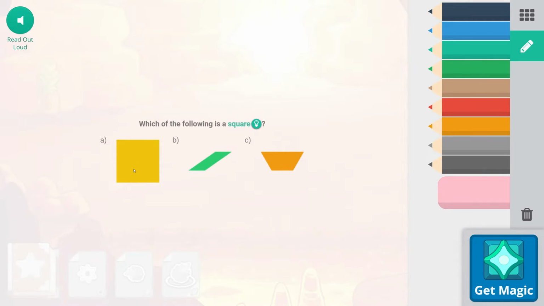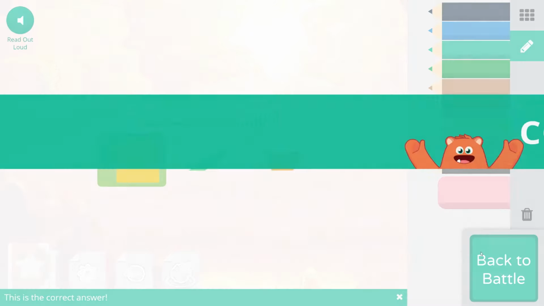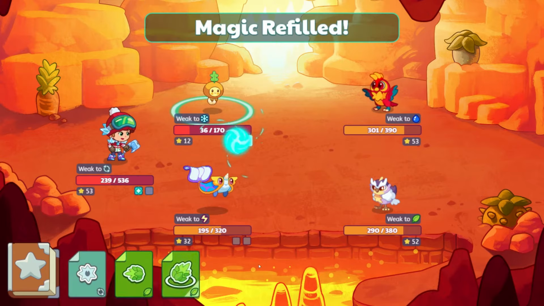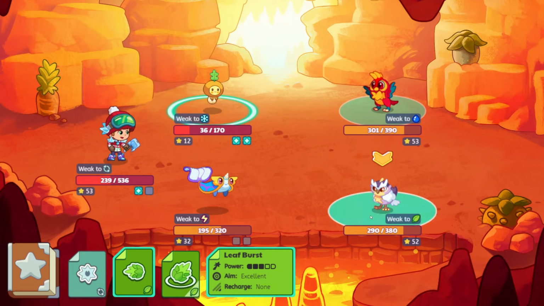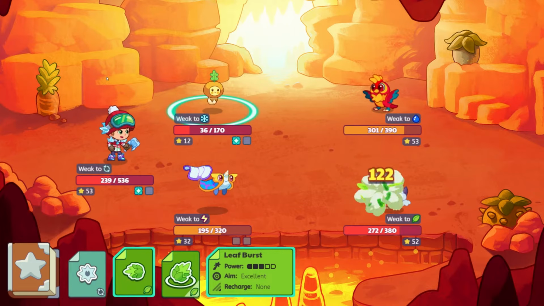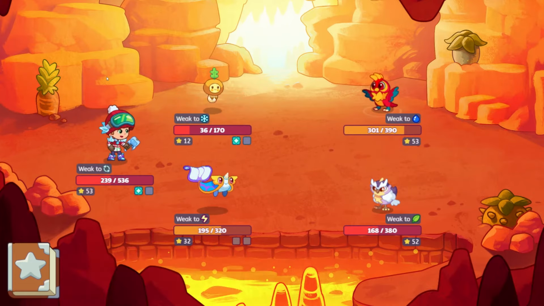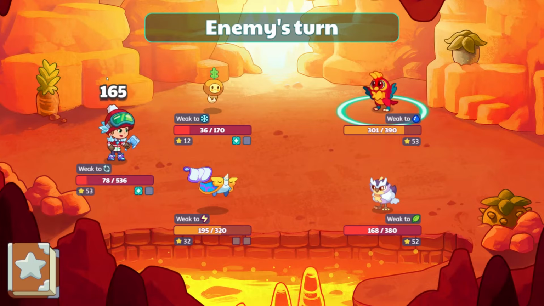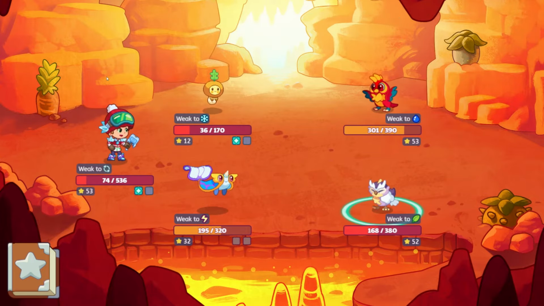Which of the following is a square? That is going to be our square. Ooh. And we'll do Leaf Burst there. Getting off a plant spell, nice. Ooh, man. Don't hit me. Nice, we needed that fumble.